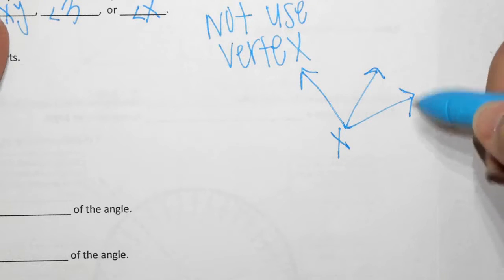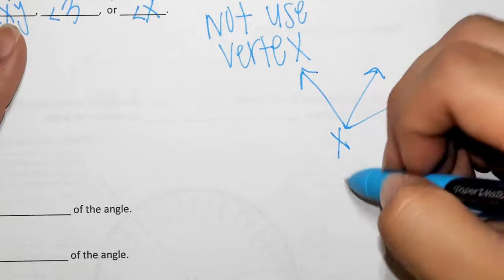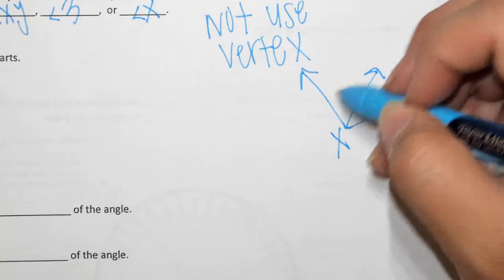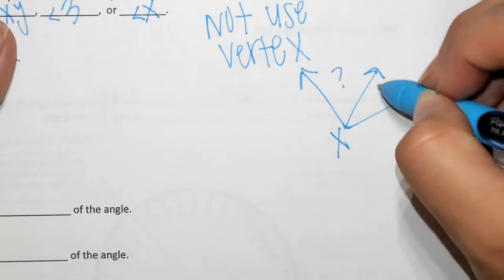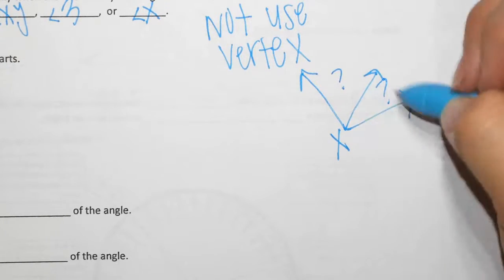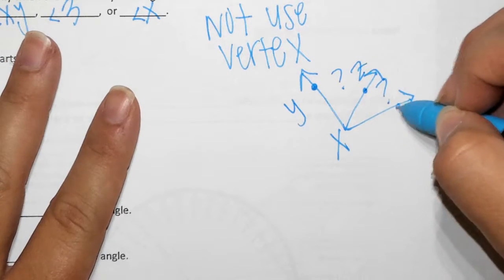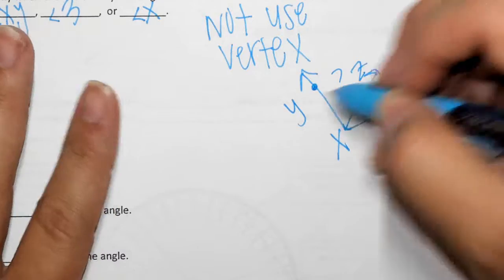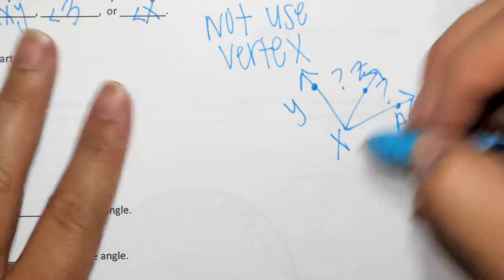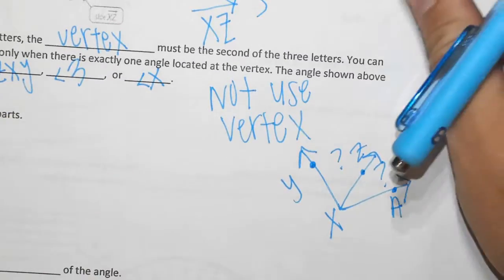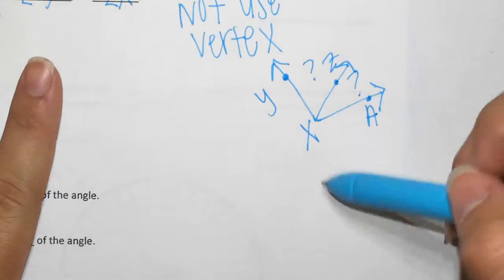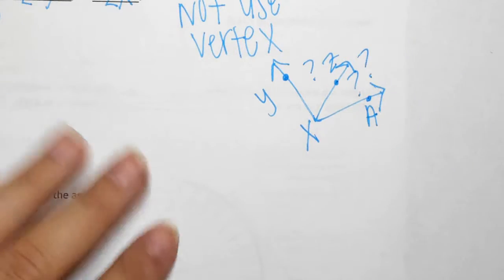Cardell, stop, please. If you say, well, this is angle X, I don't know which one you're talking about. It could be this one, or it could be this one. So this is a case in which if these were labeled, you would have to use the actual YXZ or ZXY, and you can't use just the vertex, because if you use just angle X, I don't know which one you're talking about.